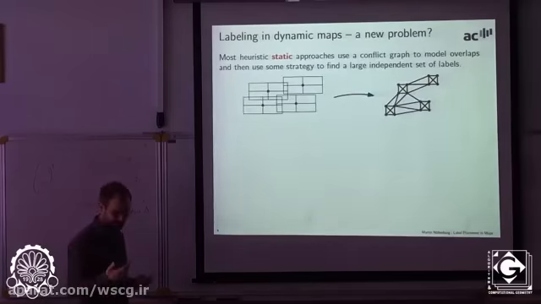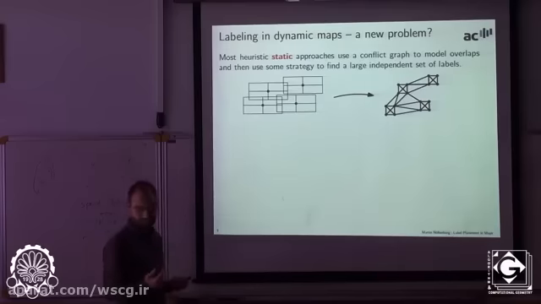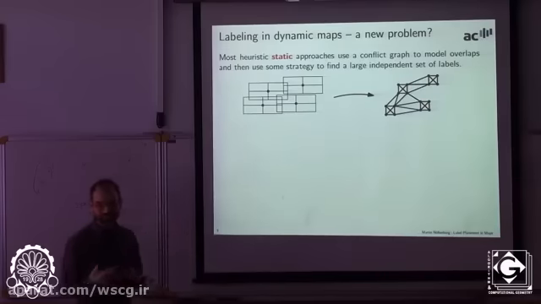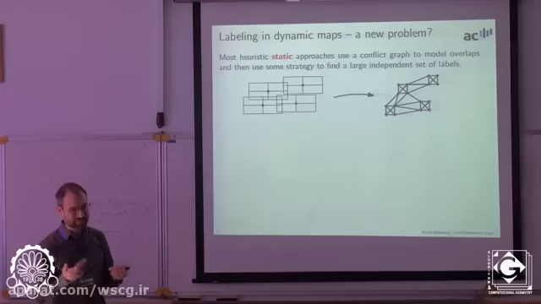So the first thing is, we know a lot about static labeling. Can we not just use these methods, adapt them to maybe a temporal dimension, and then we should be fine?